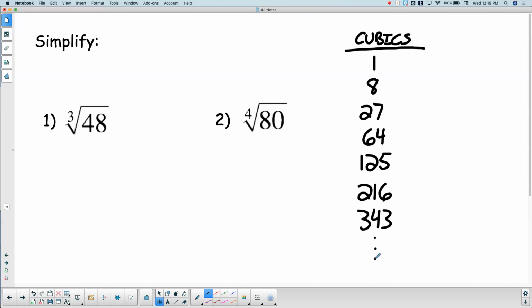How do we come up with it? Multiply 1 by itself, cubed. Yeah, cube 1: 1 times 1 times 1 is 1. 2 times 2 times 2 is 8.